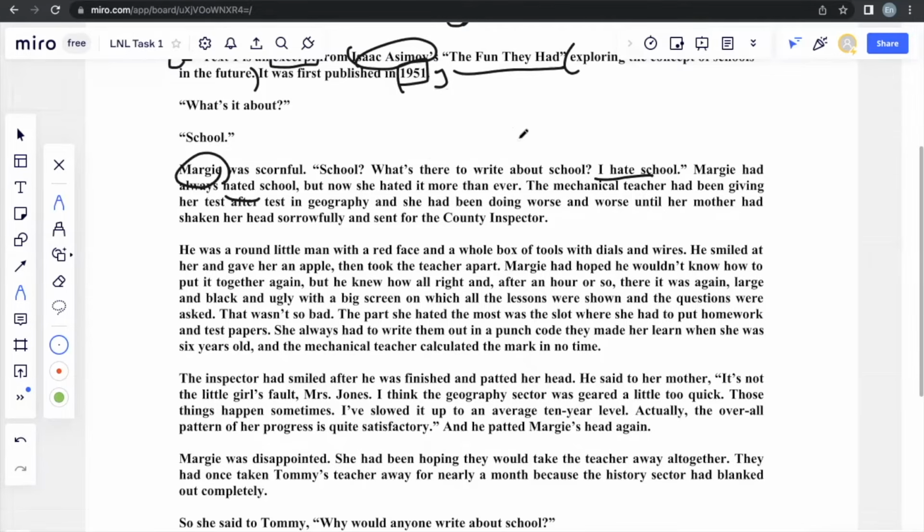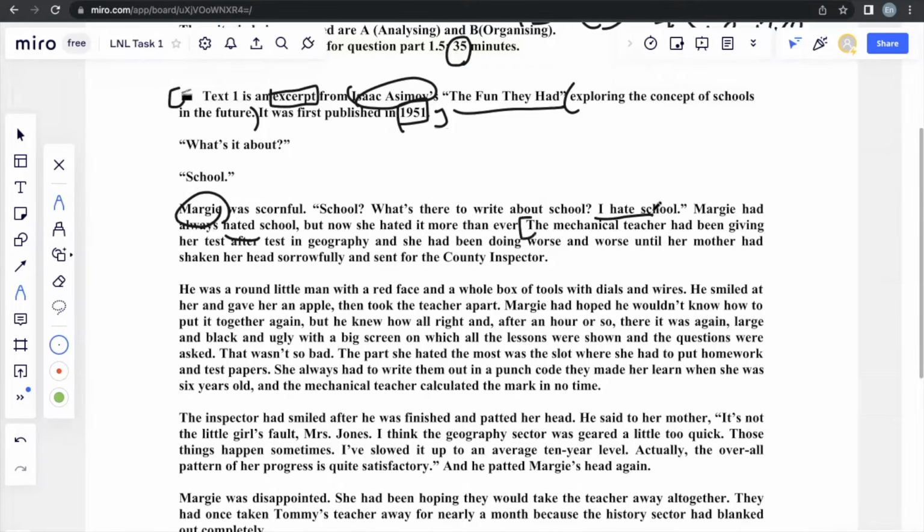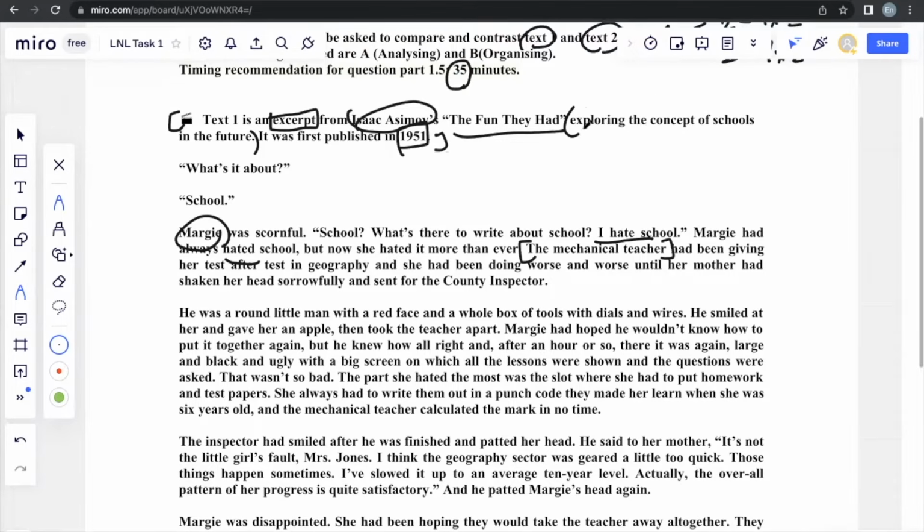Another important thing that we can take notice of is the usage of the phrase, the mechanical teacher. Just from looking at the details here, we see that the main idea of this text is to explore how schools are in the future. And the fact that the mechanical teacher is shown expresses the idea that this future has very advanced technology, artificial intelligence is very advanced, a lot of computers, and that the teachers who teach students are not human teachers, but actually mechanical teachers.